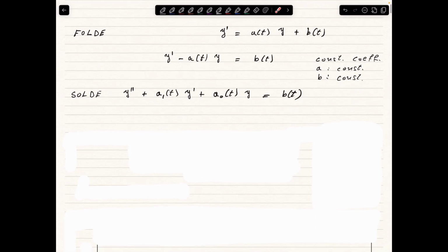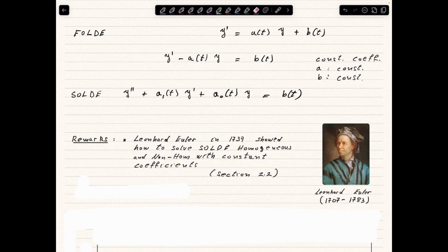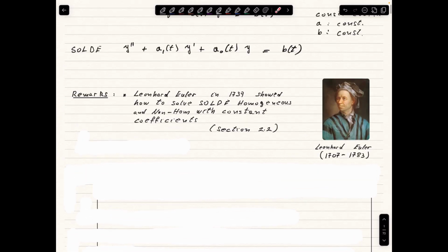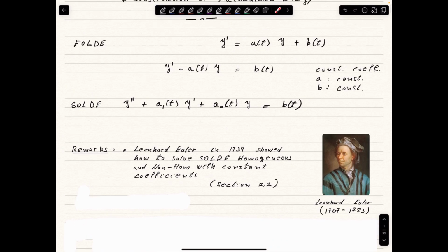These equations were first solved by Leonhard Euler around 1739. He showed how to solve these second order linear differential equations first without the non-homogeneous term, that is homogeneous, where this term is 0, and then the non-homogeneous with constant coefficients.